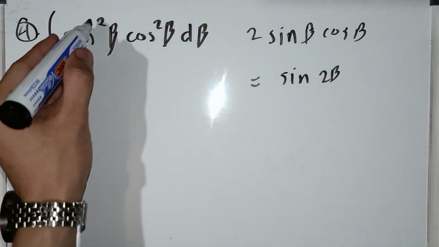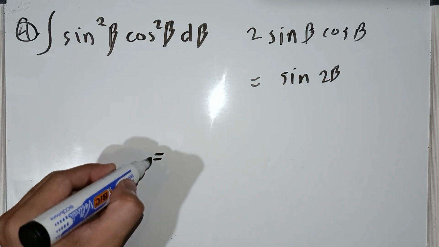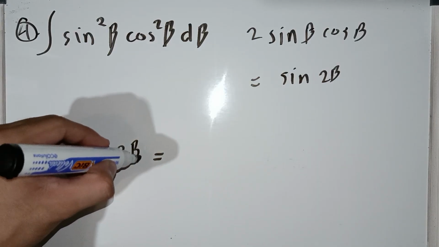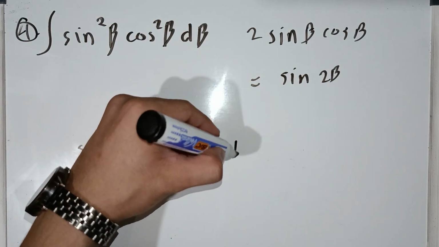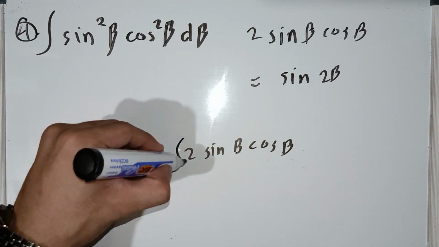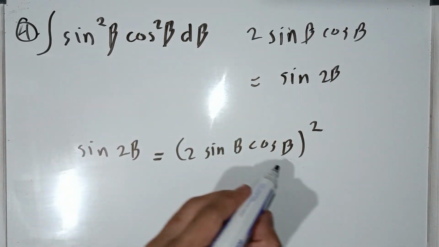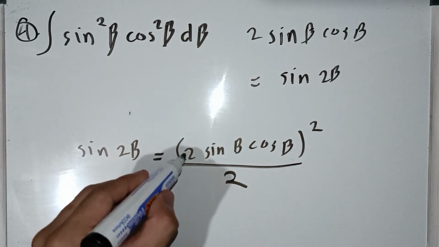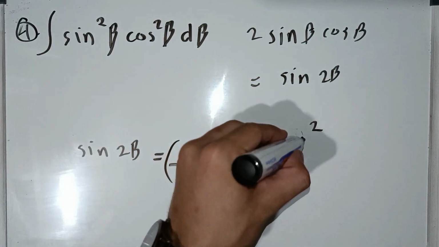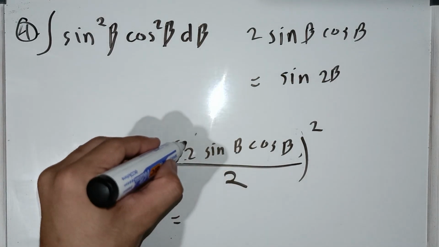So this is equal to this, and since we have the squared here and we don't have a 2 here, sine 2 beta is equal to 2 sine beta cosine beta. And since we have a square here, let's square this one, and here we don't have a 2, so let's divide this by 2 to cancel this one. So let's include the 2 in our denominator, so that is equal to, let's cancel this first.